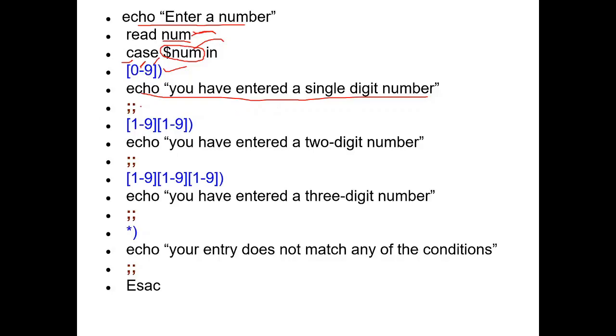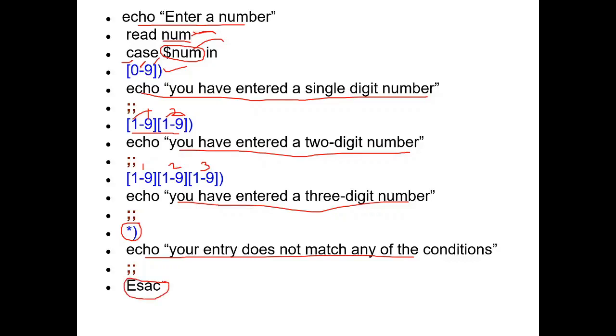Now next pattern is 2 digits. See, this is for first digit and this is for second digit. So if the first digit is between 1 to 9 and even the second digit is between 1 to 9, it will print on the screen you have entered a 2 digit number. Now you are comparing this for 3 digit. This is for first digit, second digit and third digit. And all you are going to check between 1 to 9. Then you have entered a 3 digit number. So if the pattern does not match, it is going to execute this default. Your entry does not match with any of the conditions, and this is the end of the case statement.